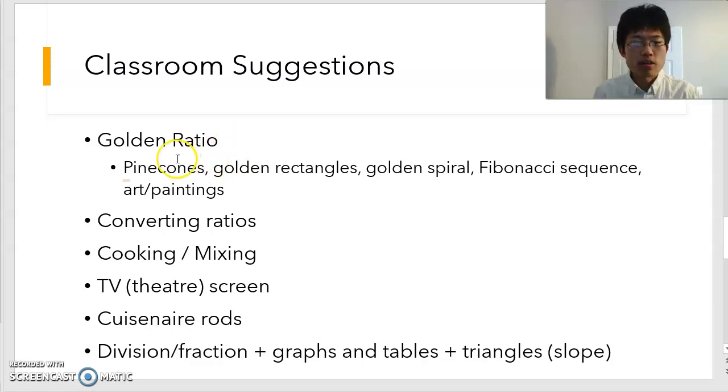There are golden ratios in nature, like pine cones and spirals. Some people use it in art and paintings. There are golden ratio rectangles, spirals, and the Fibonacci sequence.